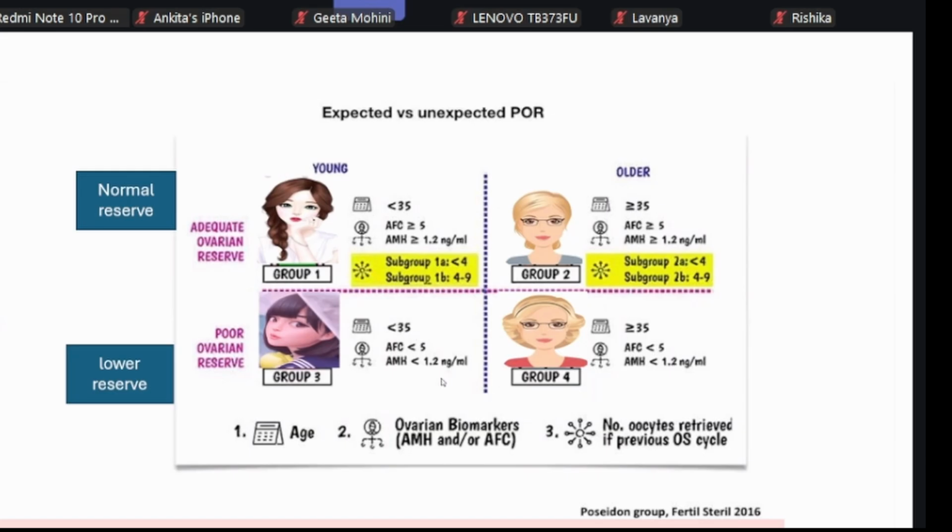And group 3 includes poor reserve patients, age less than 35, and AFC less than 5, and AMH less than 1.2. They are included in group 3. And group 4 patients, age greater than 35, AFC less than 5, AMH less than 1.2. So these are true poor responders with low ovarian reserve and as well as age factor, the group 4 patients.